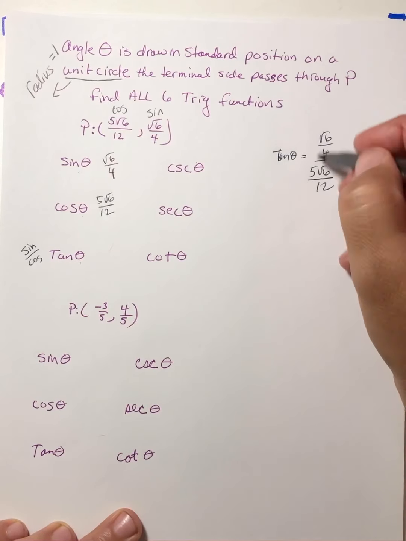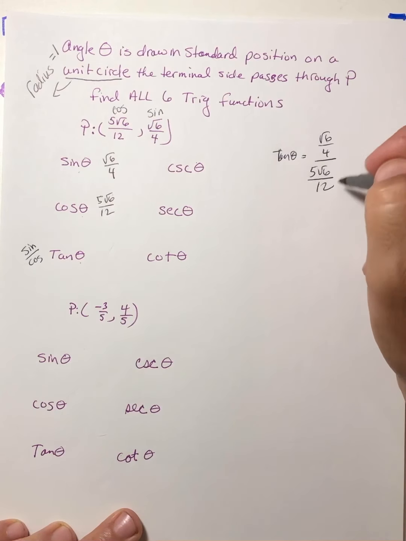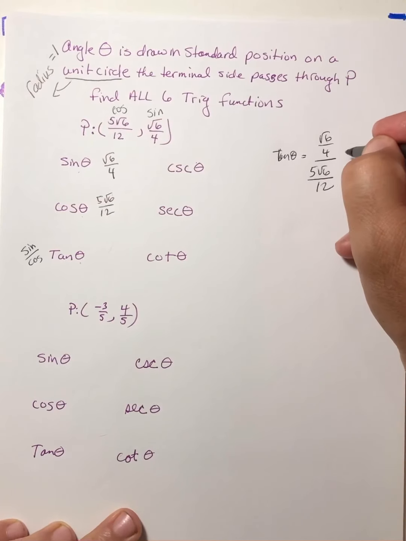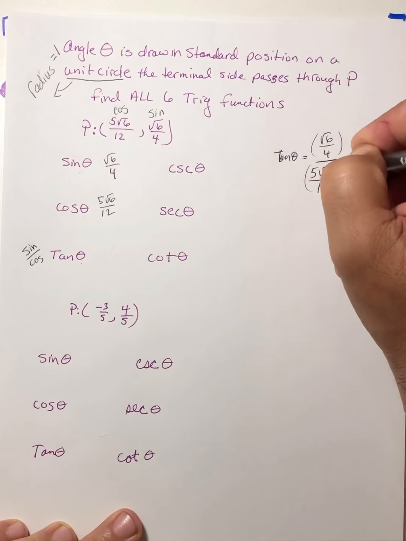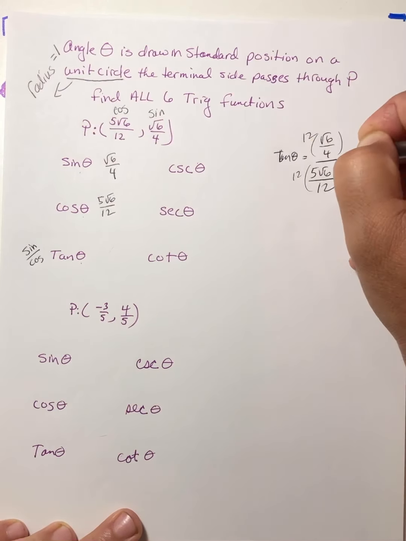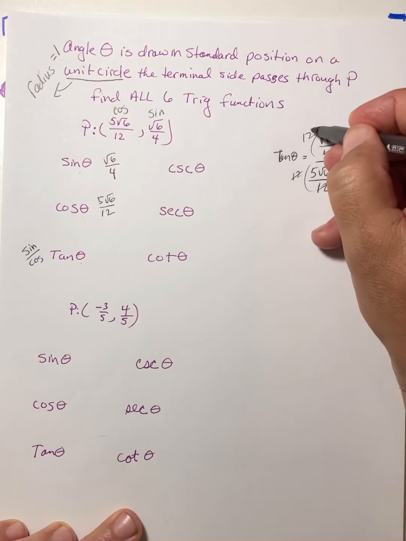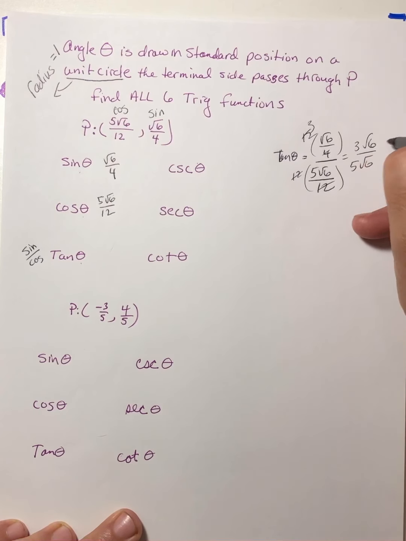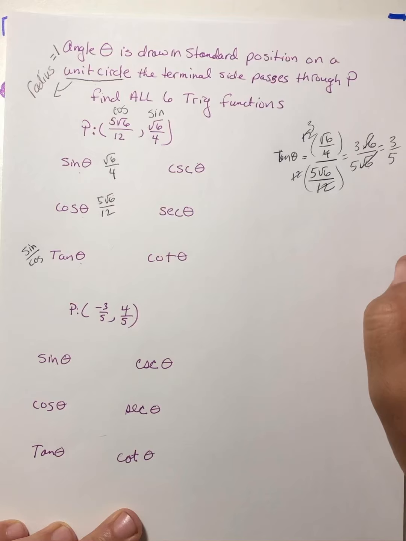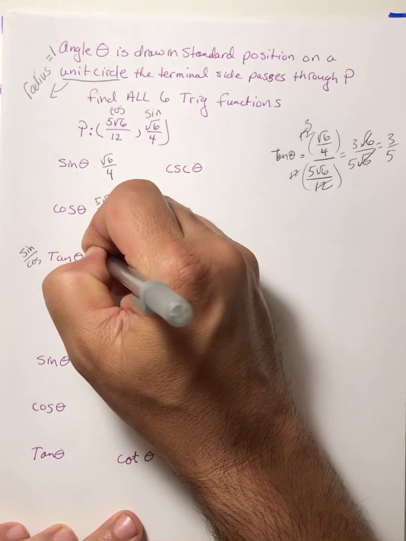So we have a nice, beautiful, complex fraction. So I'm going to multiply by the common denominator to get that taken care of. So I'll multiply by 12. So that cancels out. So I have 5 radical 6. And then 4 goes into 12, 3. So I have 3 radical 6. And look at that. Radical 6 cancels out. So we have 3/5. Okay. So the tangent is 3/5.